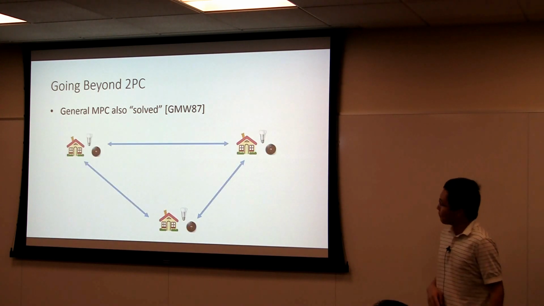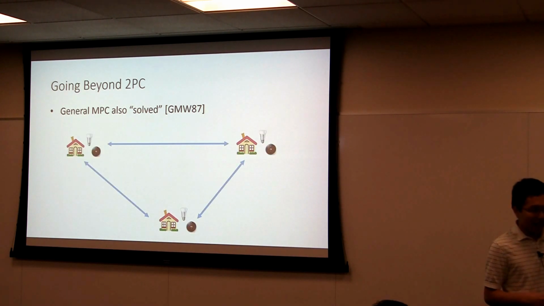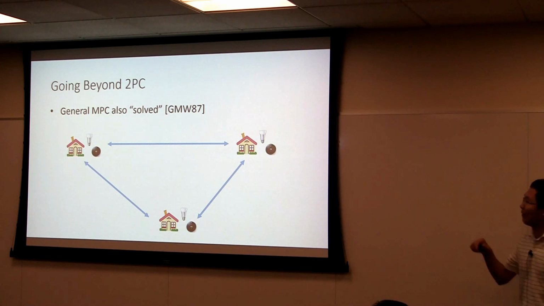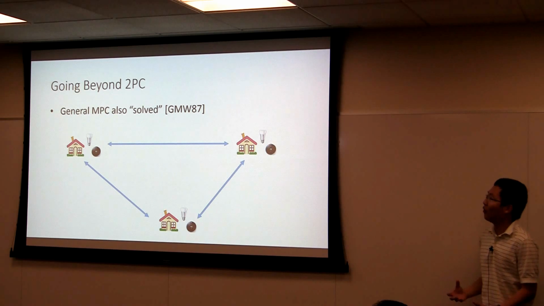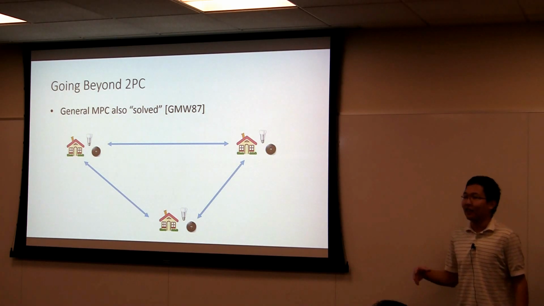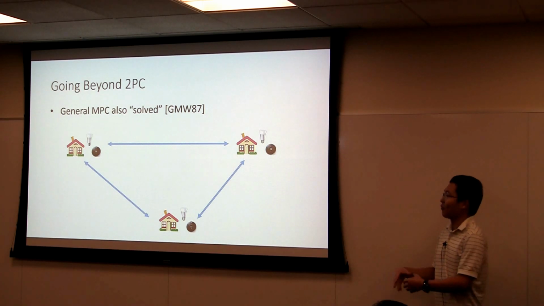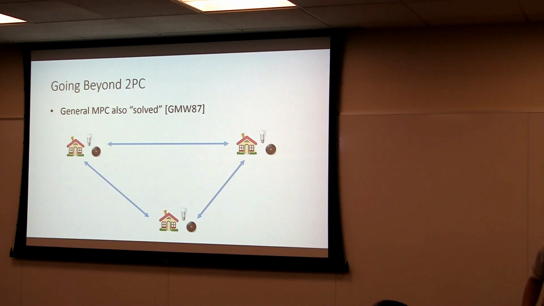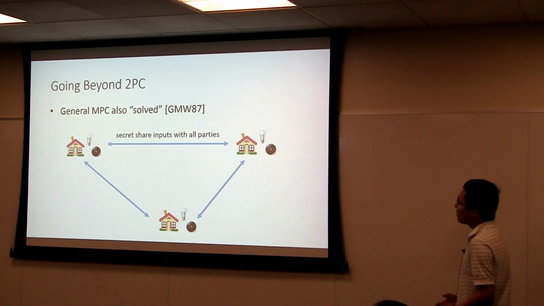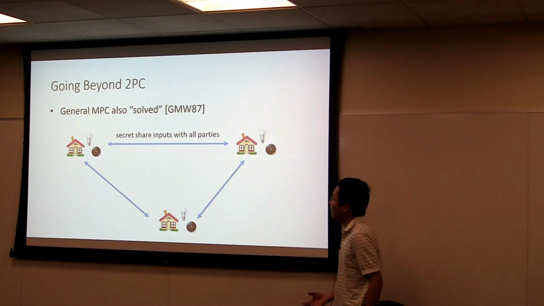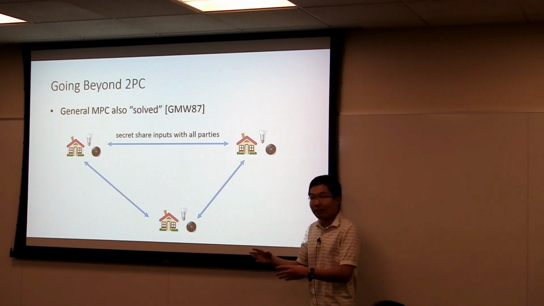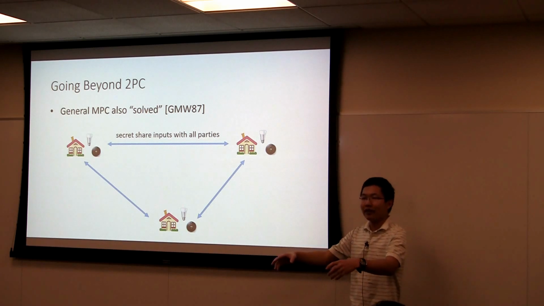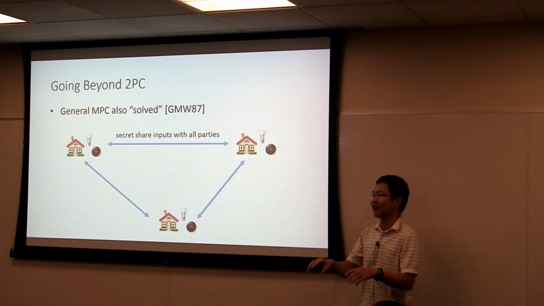And what does that mean? Goldreich, Micali, and Wigderson in 1987 devised the protocol for doing general multi-party computation for arbitrary Boolean circuits. So again, for arbitrary functions. The high-level idea of how this works is that in the first step of the computation, all of the participating parties are going to exchange some information. They're going to split their input and secret share it across all the parties in the network.